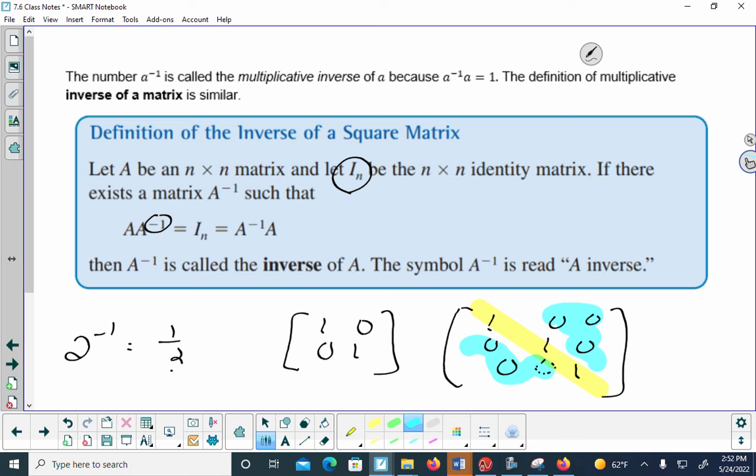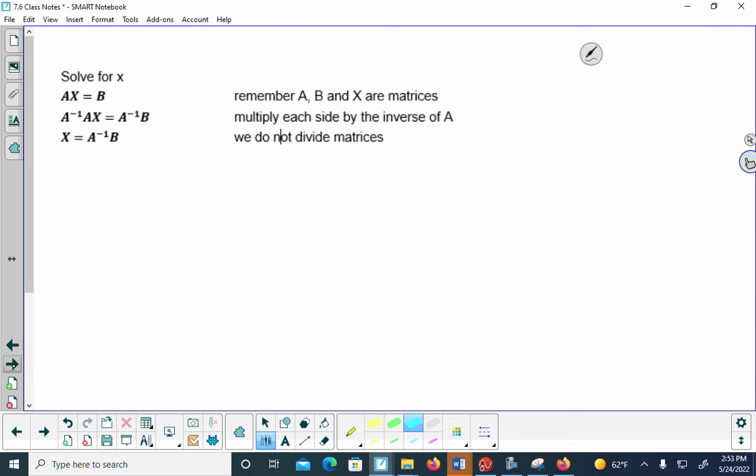So let's talk about how we're going to do these and what they're going to look like. The reason inverses of matrices are so important is because when we have matrices, we cannot divide. There is no way to divide two matrices by each other. So if you want to undo multiplication in matrix world, you have to multiply by the inverse. And that's what this is saying.